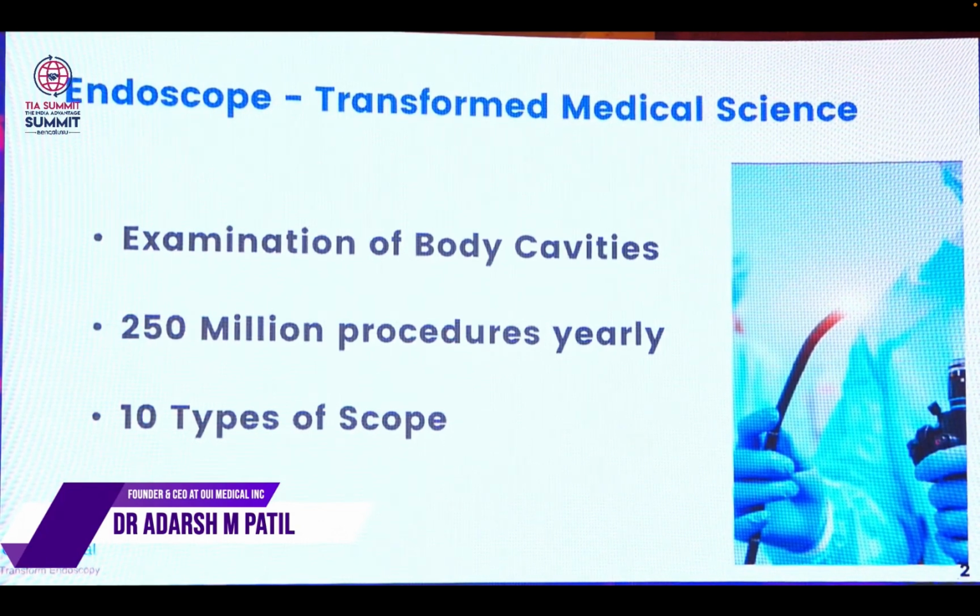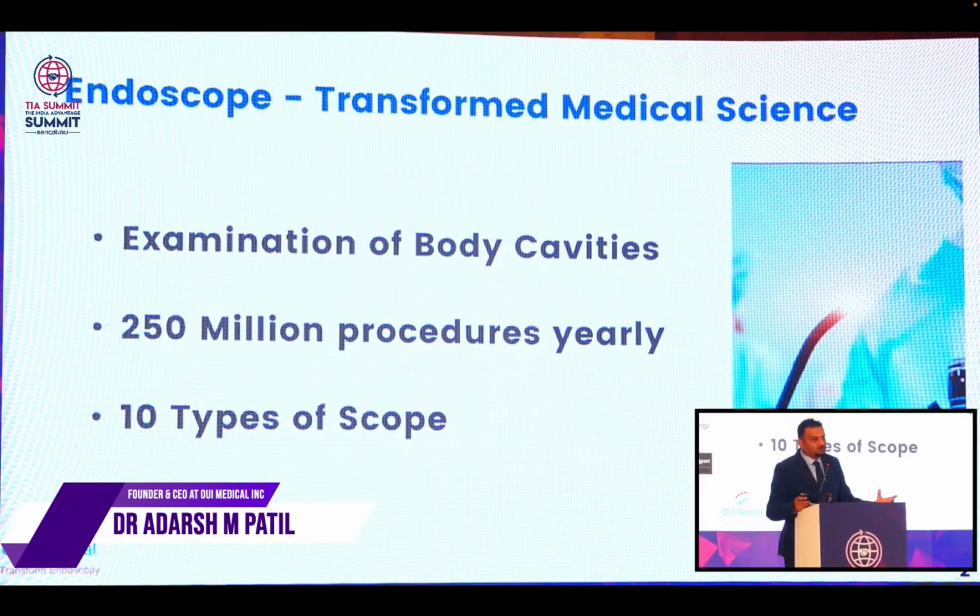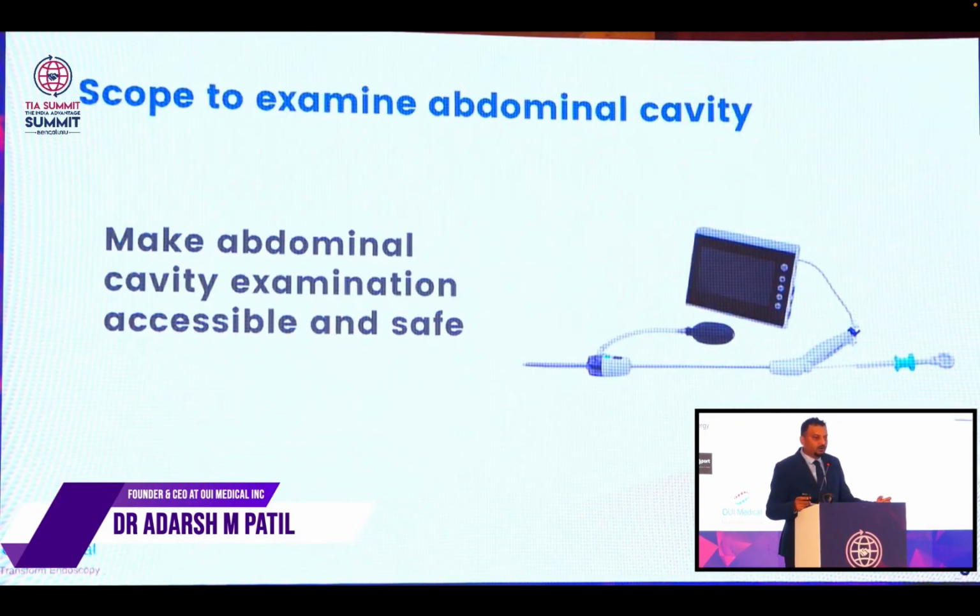Well, endoscopes have transformed medical science and they are used for examination of body cavities. Approximately 250 million procedures are performed every year, and there are 10 major types of scopes. For example, a colonoscope for a colon, a cystoscope for a bladder. So we have developed a scope for abdominal cavity examination. Our vision is to make abdominal cavity examination accessible and safe.